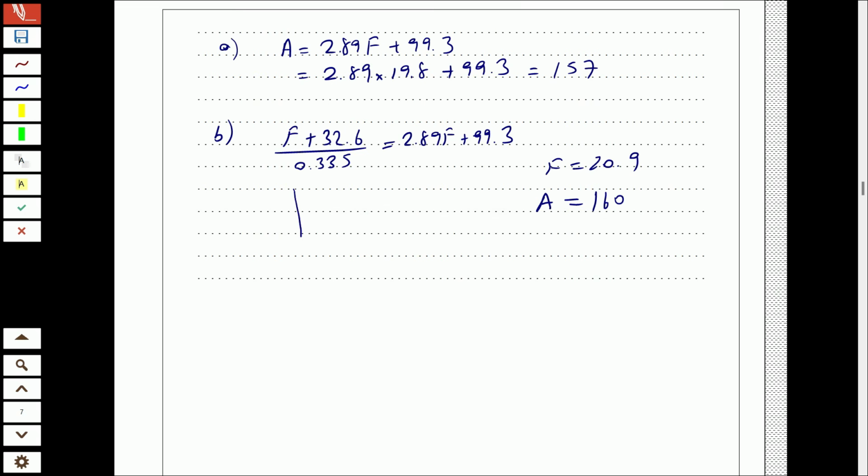In this case, you're going to draw the line of these two equations. You can just draw a line like this, and there will be an intersection at the point 20.9 and 160. So you can write here F, the horizontal line, and the vertical one will be the length of arm. So make sure to draw this graph.